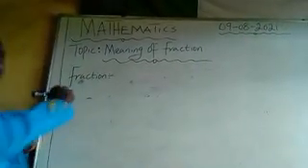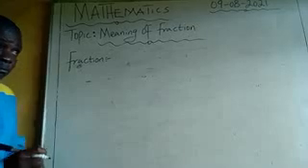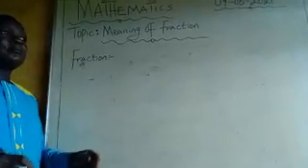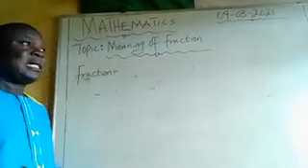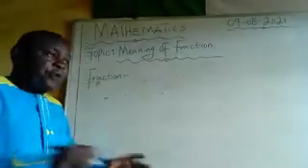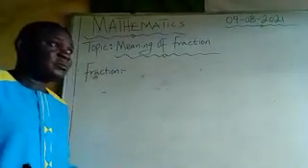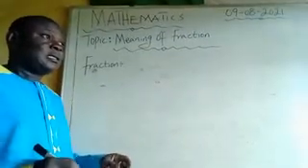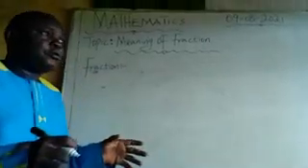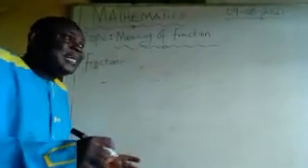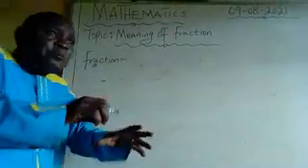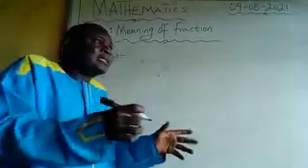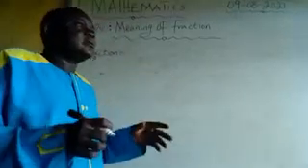Fraction, as you can see, means taking a part from the whole. Fraction means taking a tiny part from the whole. Fraction means taking a small amount from the whole. Fraction means taking a small part from something. Fraction means a numerical quantity that is not up to a whole number. All right.